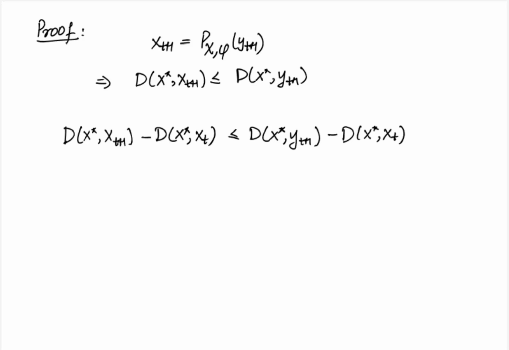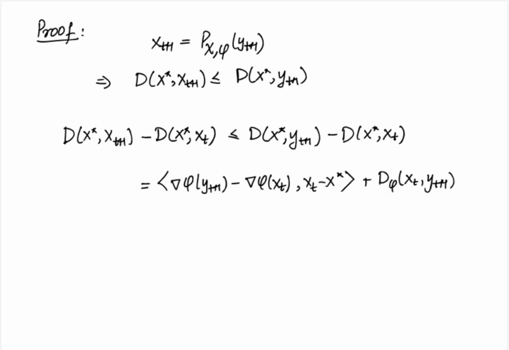So now let us expand the right hand side to see that it is equal to the inner product of gradient phi y_{t+1} minus gradient phi x_t comma x_t minus x star, plus D_phi of x_t comma y_{t+1}. Now we need to bound the first and second terms individually. So let us carry it over.